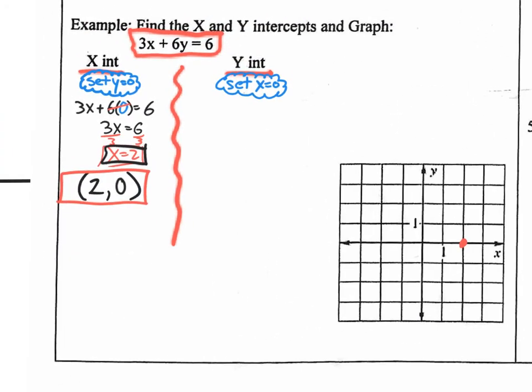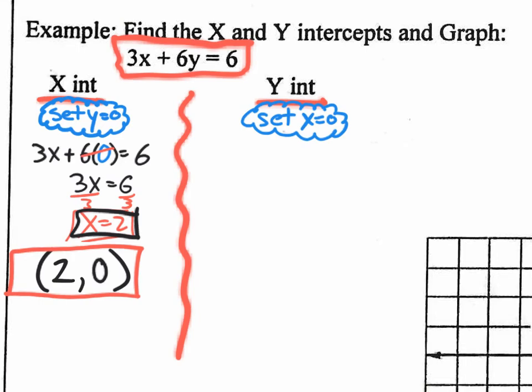And how do we find the y-intercept? You set x equal to 0 and solve. So over here, when I set x equal to 0, it's going to be 3, but instead of times x, I'm going to put a times 0 in there. And then plus 6y equals 6.